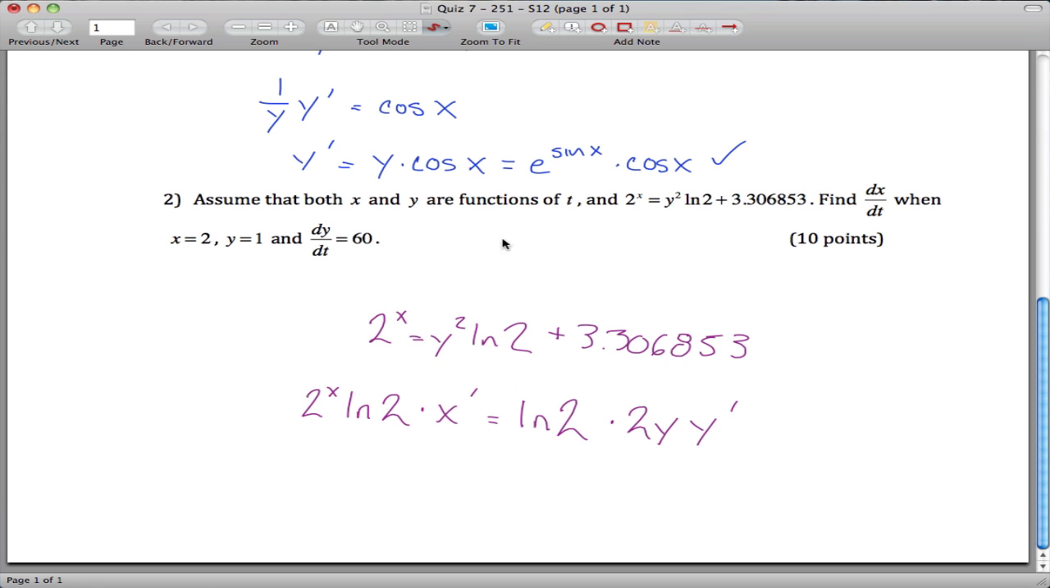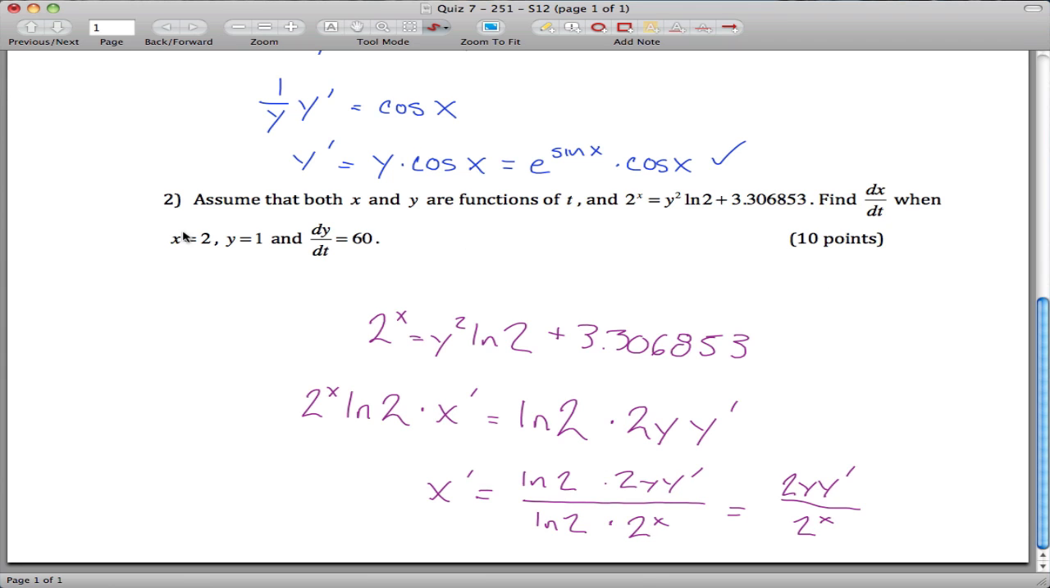And then what do we want to do? We want to find x prime. So to find x prime, divide both sides by all this mess. X prime equals natural log of 2 times 2y y prime divided by natural log of 2 times 2 to the x. Or those natural logs of 2 cancel out, so we get 2y y prime over 2 to the x. But we're not done.